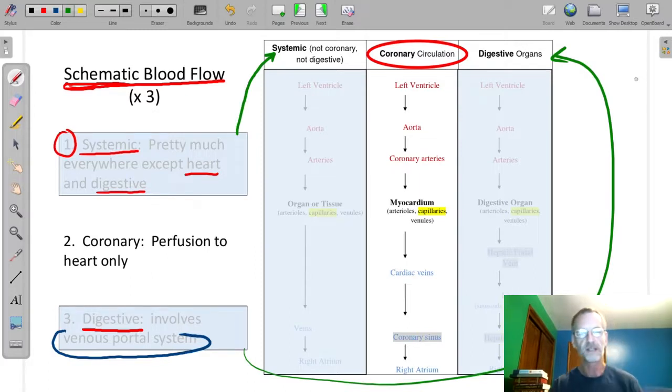So the basic flow of this schematic, you should already be familiar with some of this. The blood leaves the left ventricle. It's gone through the right side of the heart. It's gone through the lungs. It's come back to the left atrium. It's now down in the left ventricle, ready to be ejected out through the aortic semilunar valve. So it flows from the left ventricle into the aorta, and then from the aorta it goes into the coronary arteries. That's what we're talking about in this lecture. And those coronary arteries then perfuse the myocardium.